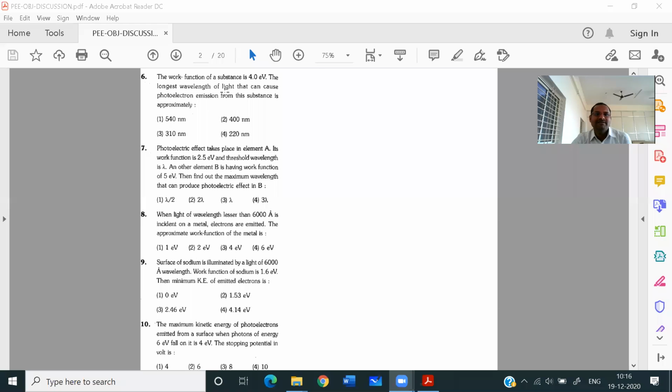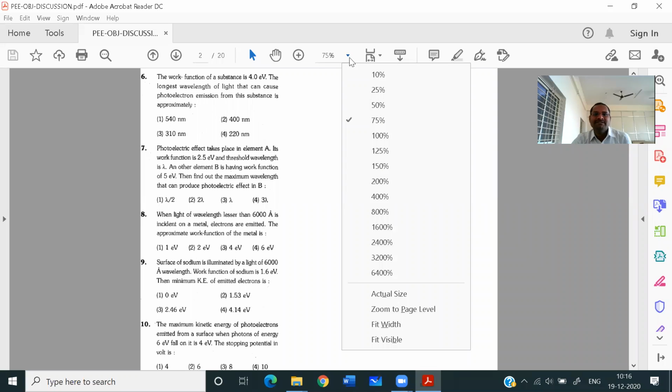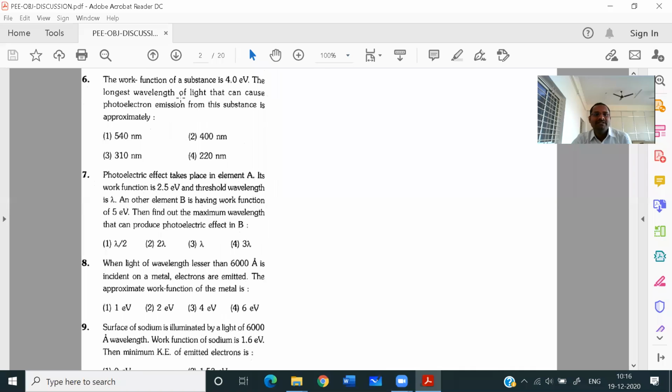Here, I'll maximize this. They have given that the work function of a substance is 4 electron volt. Okay, work function of a substance is 4 electron volt. Good. I'll mention here: work function is 4 electron volt.